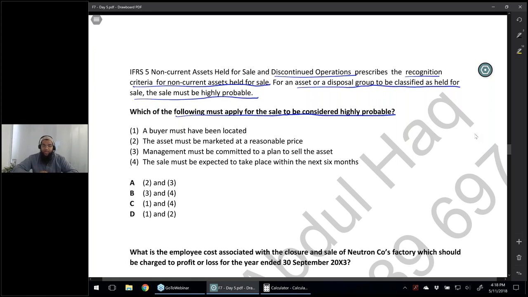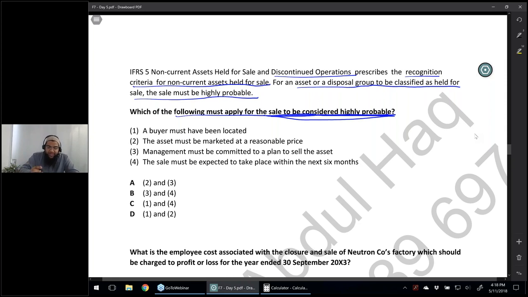Okay, thank you. So now we are discussing which of the following must apply for the sale to be considered highly probable. If you remember, there are 6 criteria under IFRS 5 which should be met. The management should be committed to a plan to sell the asset. An active program to locate a buyer should exist. The asset should be quoted at a reasonable price. It is expected to be immediately available for sale. It is probable that the asset will be sold within 12 months, and the management actions should not suggest that the plan will either be changed or be withdrawn. These are 6 areas which should be met in case of IFRS 5.